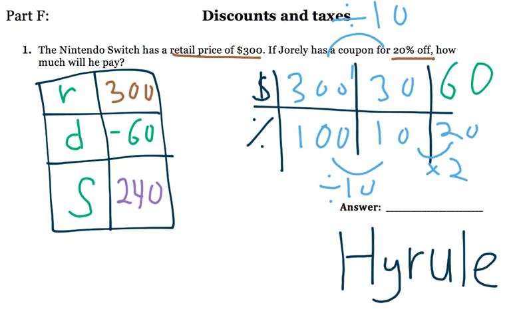So this means that Jarelli will wind up paying only $240 for his Nintendo Switch because he has a coupon for 20% off. In other words, he's getting a discount of 20%.